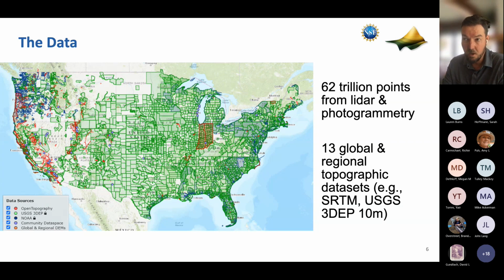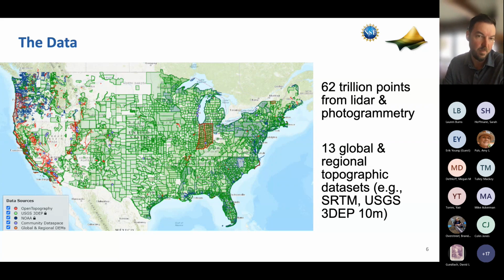NOAA's coastal data are in dark blue here, and these are data sets that NOAA is holding that essentially intersect the coastal regions and inland waterways. We provide access to those data. Data in red are data sets that OpenTopography is the primary archive for, so we're holding these data sets at San Diego Supercomputer Center. And then the little purple dots are data sets that community members have uploaded through our interface. So this would be a little bit similar to what was presented previous to my presentation here.